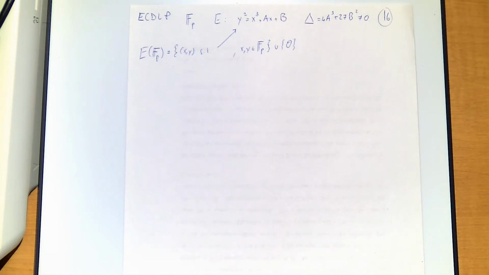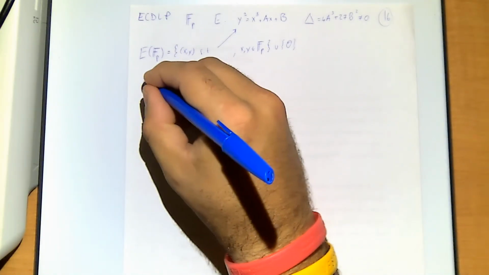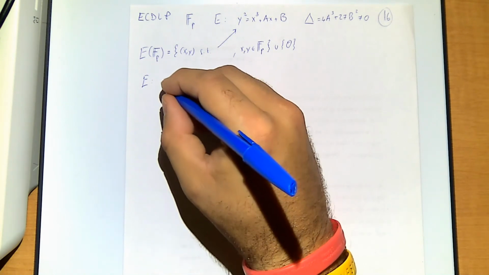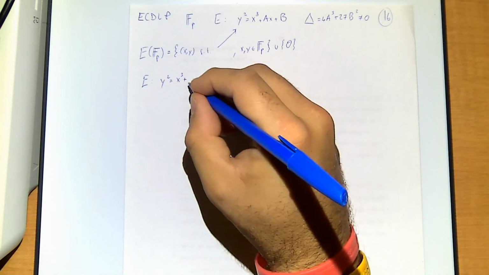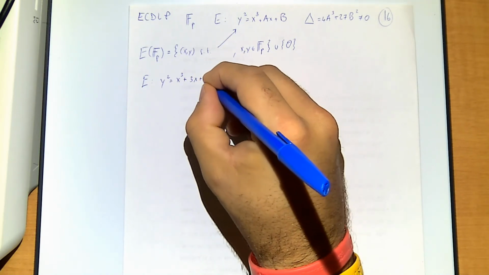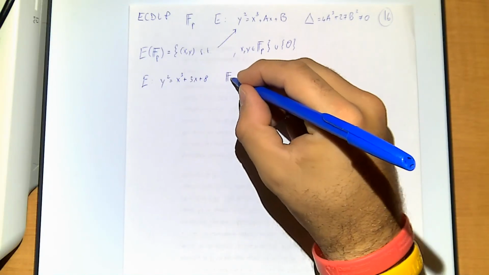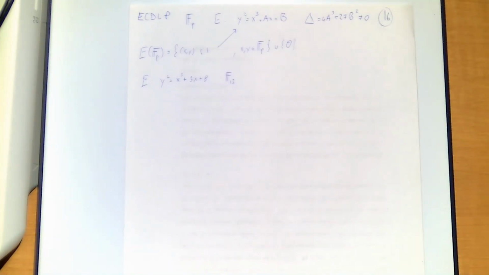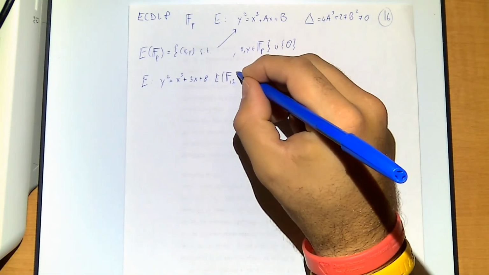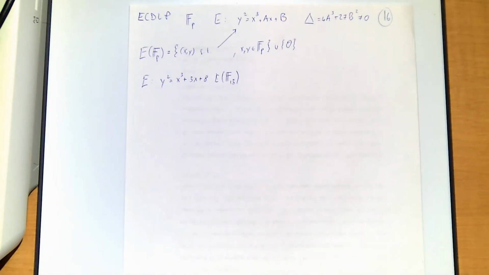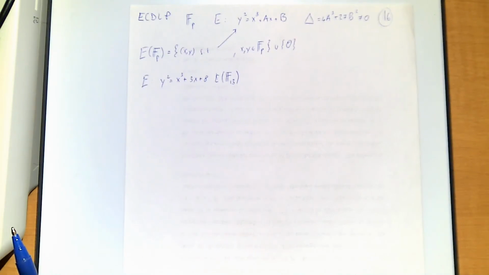So let's go through an example. Let's consider the following curve given by y squared equals x cubed plus 3x plus 8, and let's consider the field F13. So we'll consider the set of points of the curve over F13. Okay, so how do we even find such points? We have to see which points verify the Weierstrass equation.